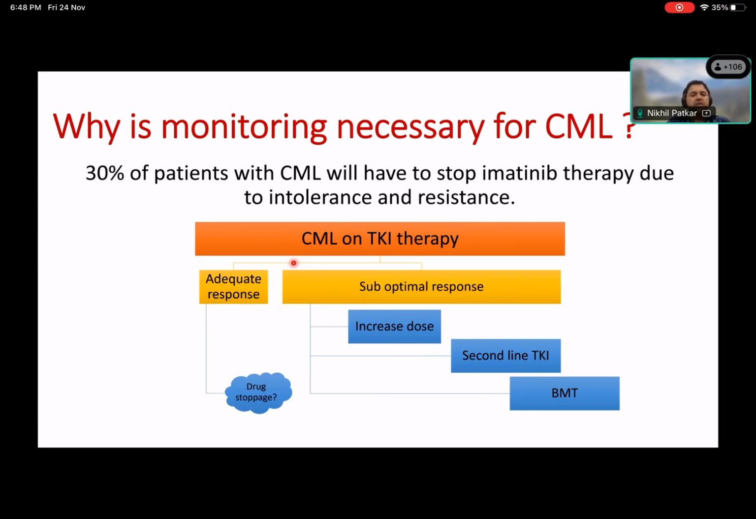If patients treated for CML have an adequate response, which is sustained, and the patient becomes negative, you can think of stopping the drug. If the patient has suboptimal responses, as you can see by your real-time PCR, you can increase the dose, you can do second-line treatment with TKI, or you can refer the patient to BMT, depending on the type of mutation that you see and the type of resistance.